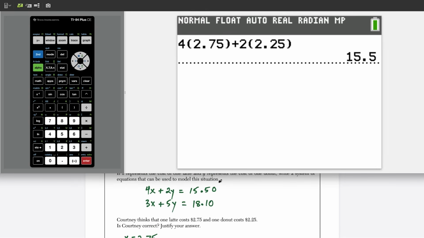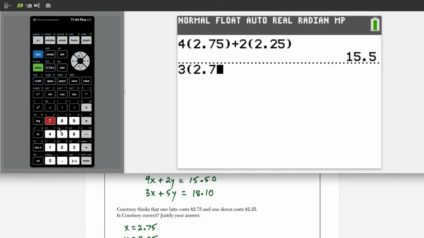That's usually the case. They usually make the point satisfy the first equation, but not the second. But we only have to show that it doesn't satisfy one of them. If you write all of this, that's fine, but you only have to write where it does not satisfy. So now let's see. 3 times x is 2.75.